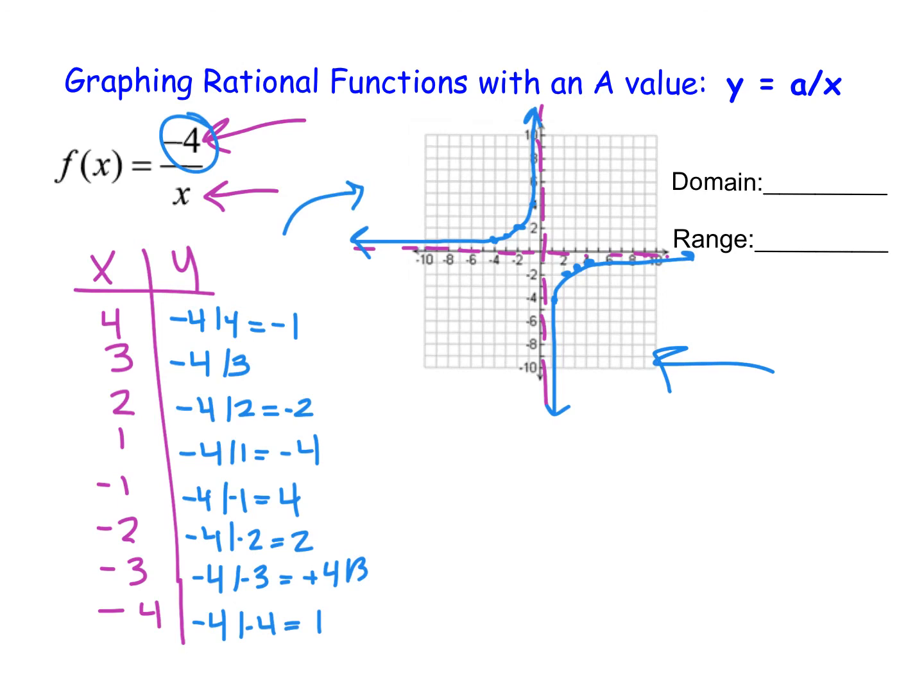Now, the nice thing is that the domain and range don't actually change. The domain is still all real numbers except for x equals 0, and the range is still all real numbers except y cannot equal 0 because we can't cross those asymptote lines.